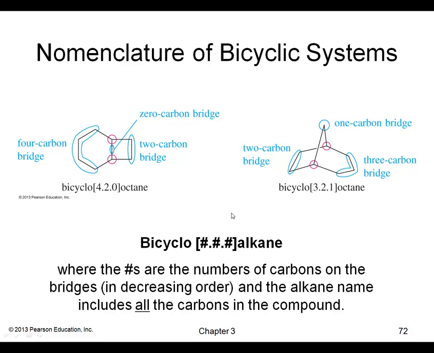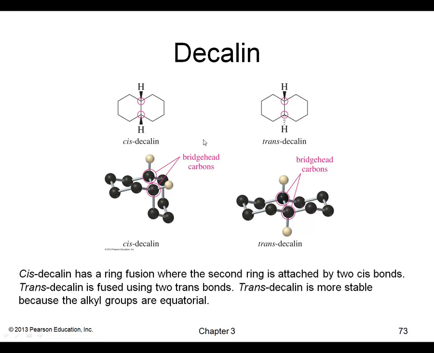Okay, so here they take you through that procedure of how to name bicyclos. Okay, always remember to put these numbers in decreasing order. Okay, here's decalin. Okay, you can have cis or the trans. Okay, the trans is more stable because the alkyl groups turn out to be equatorial. And that's the end of our recording.